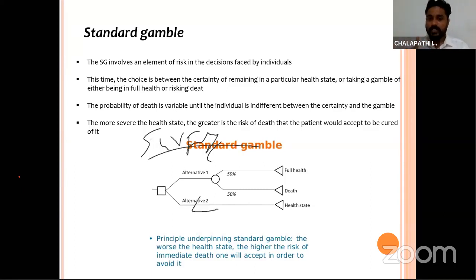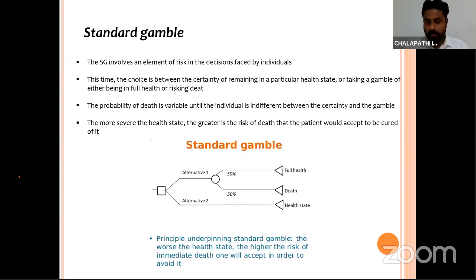Two options. First option is I'm giving you a surgery. Out of this surgery, you can come back completely into full health, or you may die. That is the first alternative. Second alternative, I'm not going to do any intervention, you can live as you are right now. Out of these two, the patient or decision maker can choose any one option. Accordingly we will move to the calculation of utility.